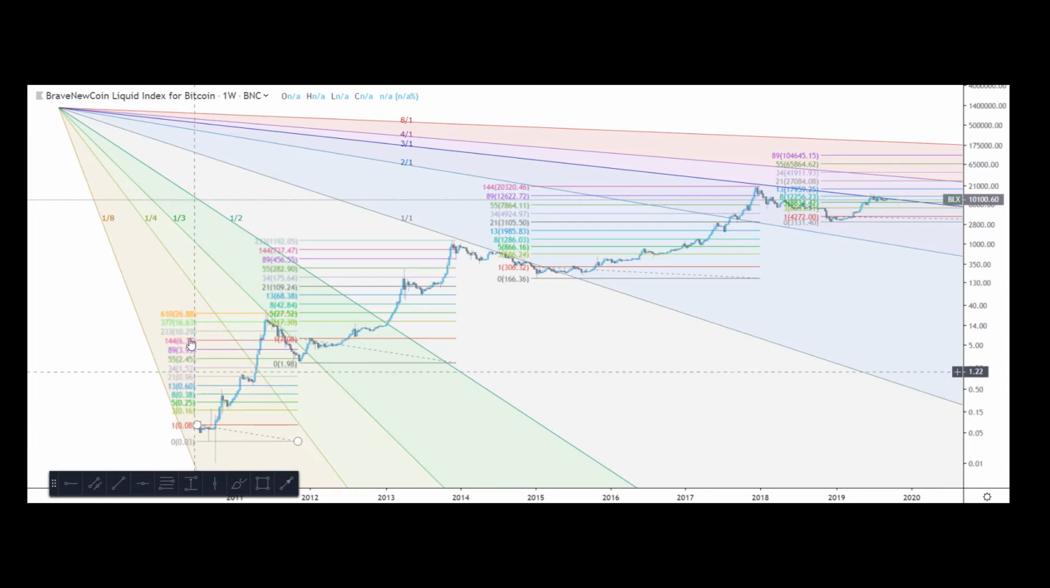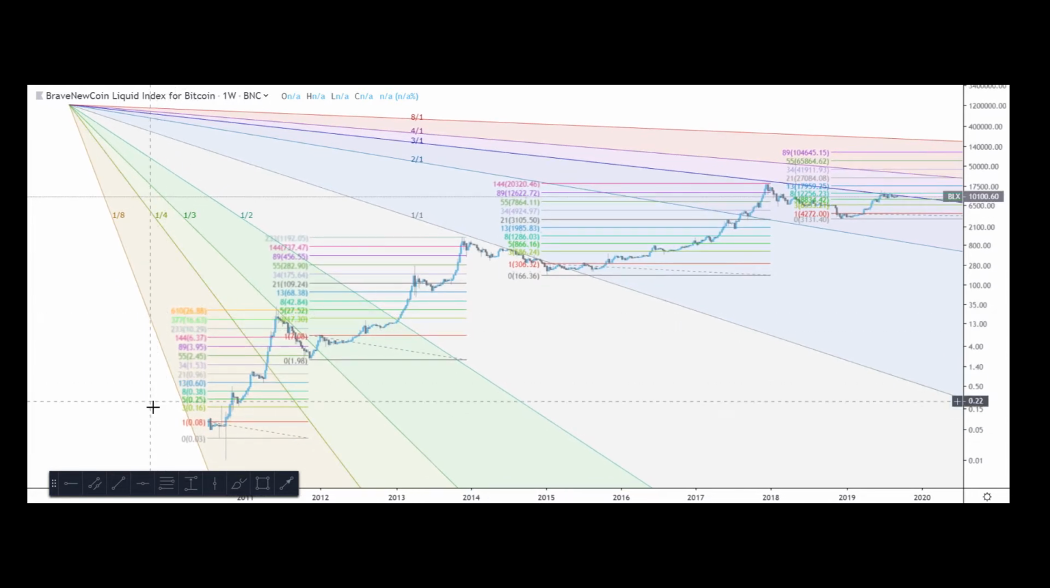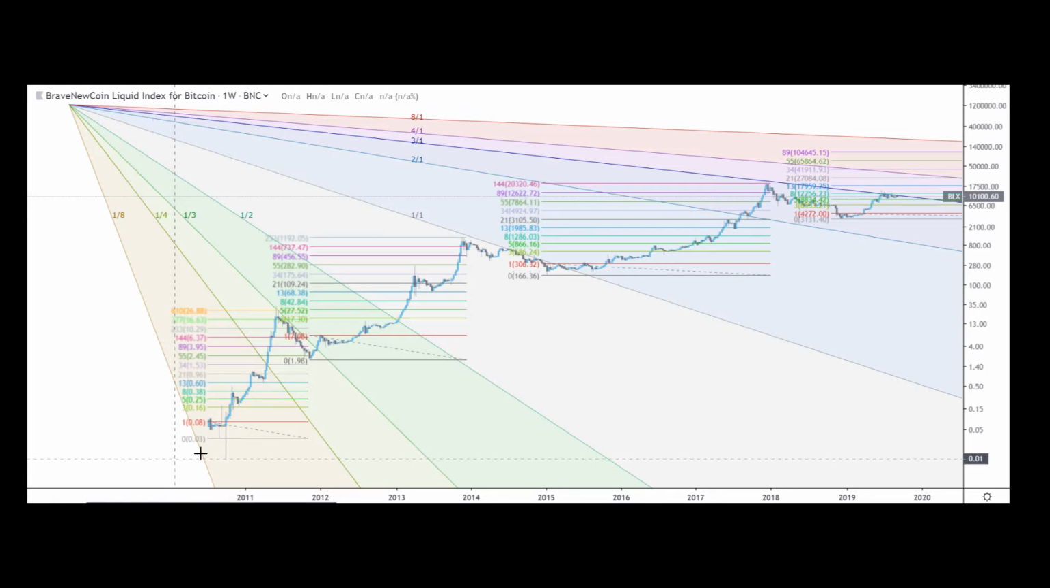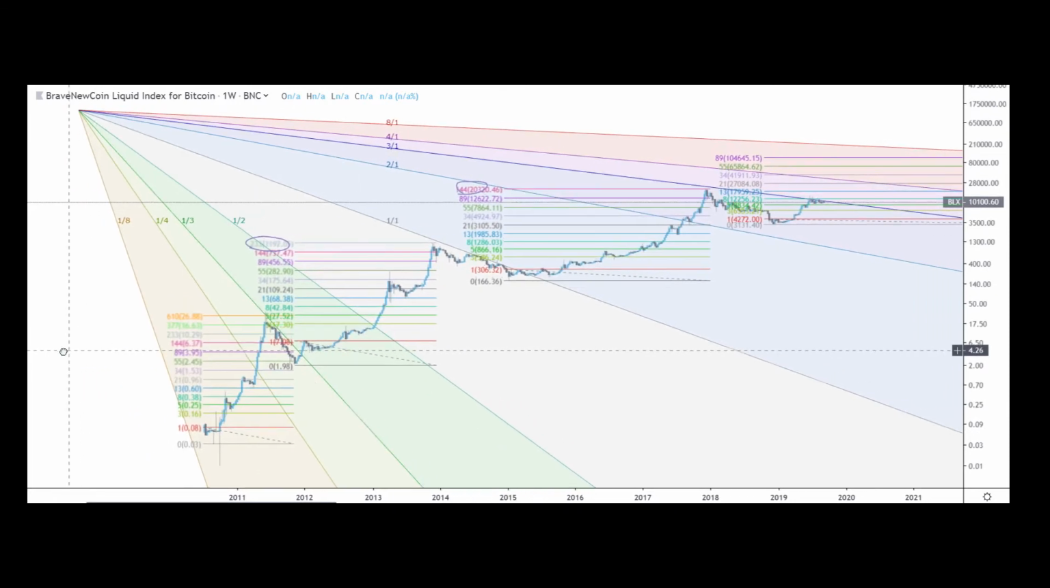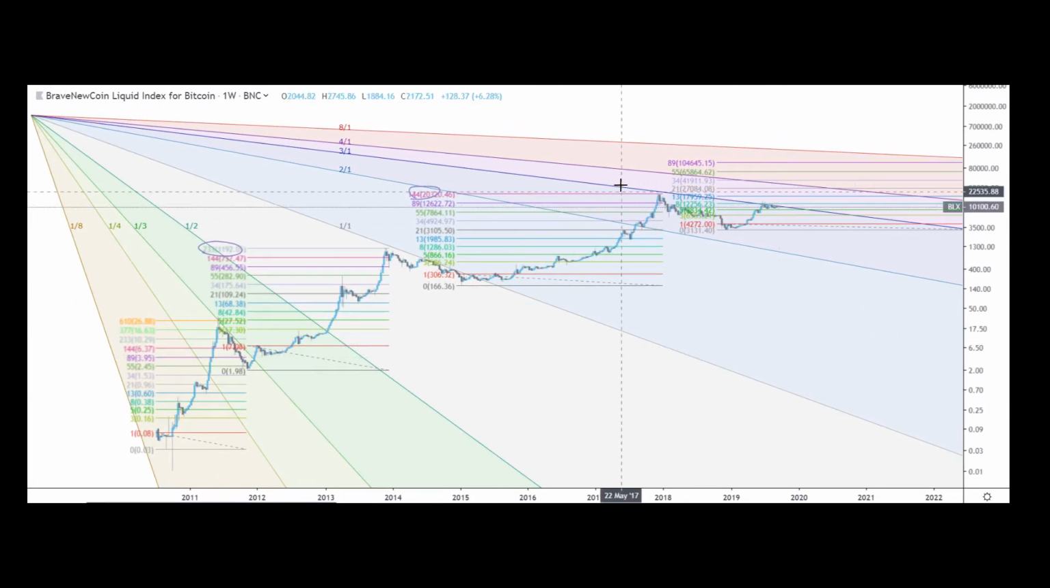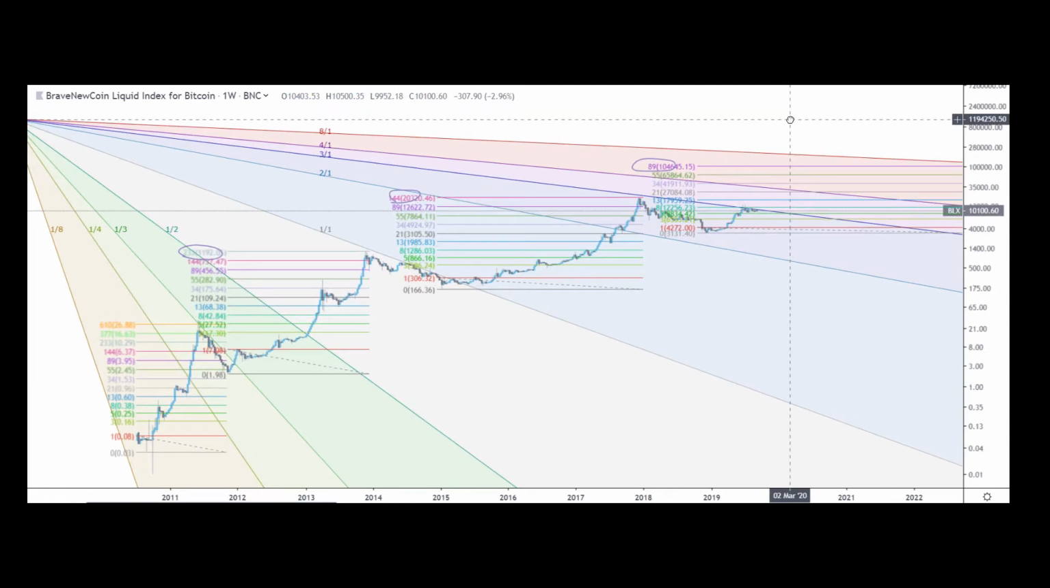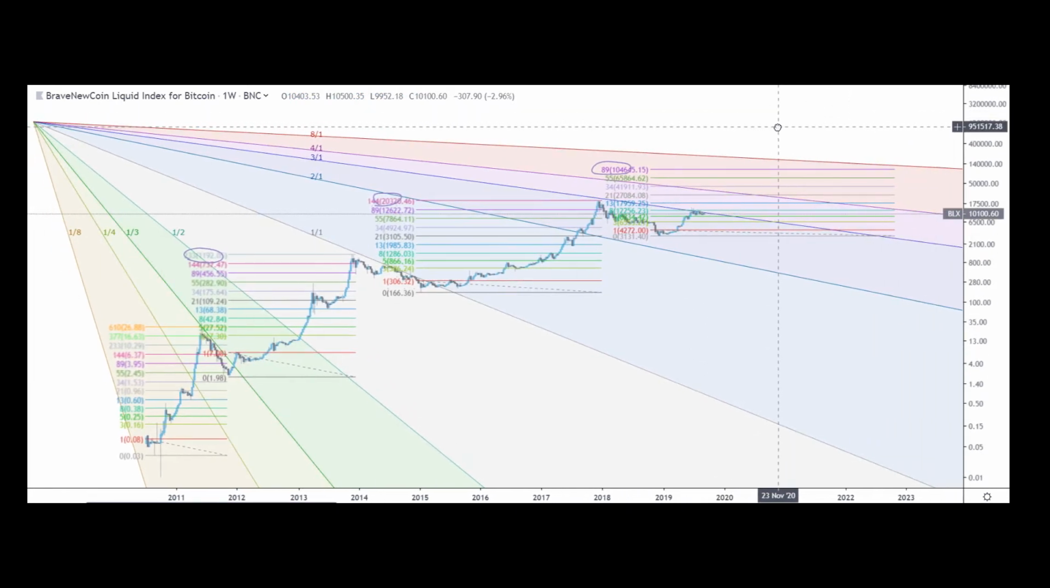So you can see we went to the 610 Fibonacci number retracement on the first market cycle. In the second market cycle, we went to 233. The third market cycle, we went to 144. So I have a projection here for the fourth market cycle, and I think we could see 100k BTC if we hit the 89. Along with the price projection, we also have a time projection.